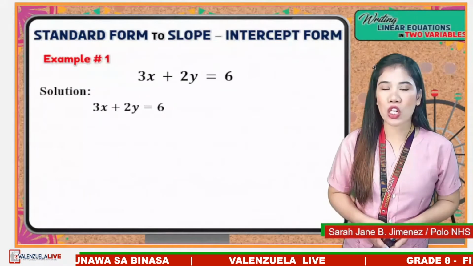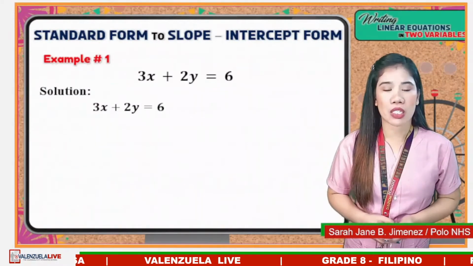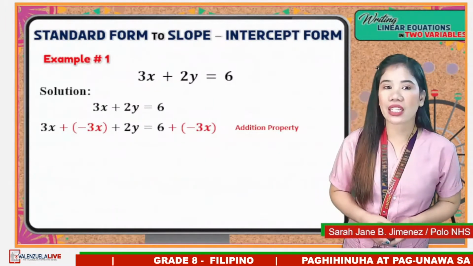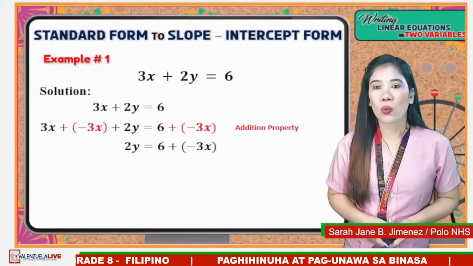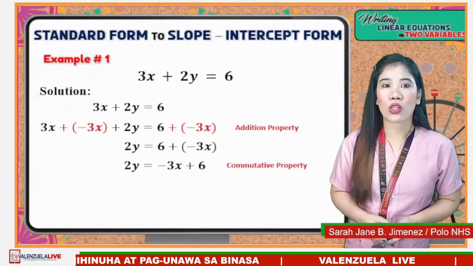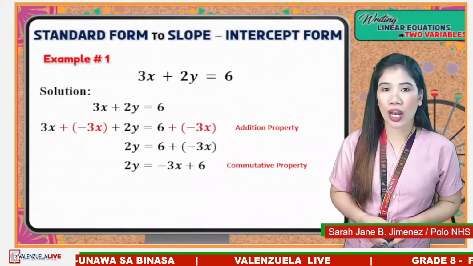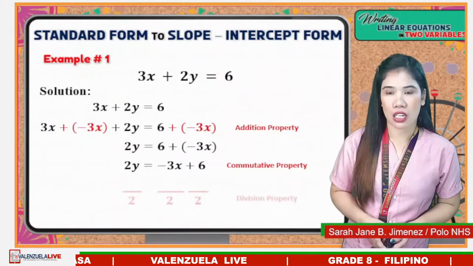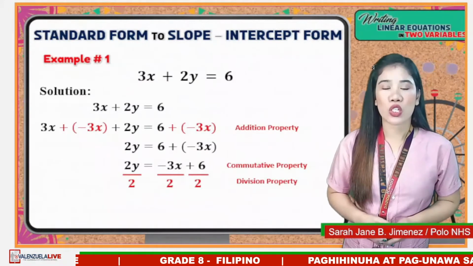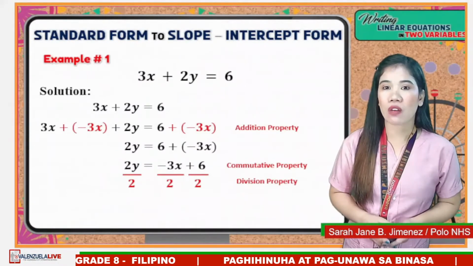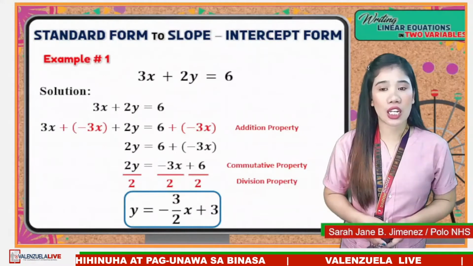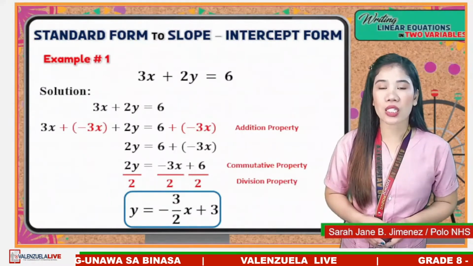To write the given equation in the form of y equals mx plus b, we can use addition property to eliminate 3x on the left side by adding negative 3x to both sides. Hence, we have 2y equals 6 plus negative 3x. Arranging the right side by using commutative property, we now have 2y equals negative 3x plus 6. To eliminate the numerical coefficient of 2 for 2y, we will use division property by dividing each term of both sides of the equation by 2. Thus, the slope-intercept form of the equation is y equals negative 3 over 2x plus 3.